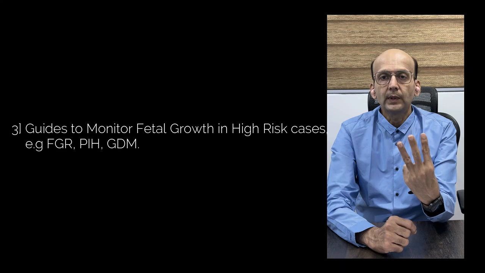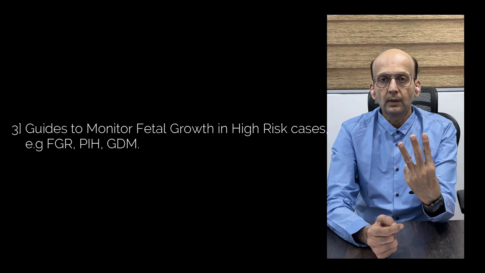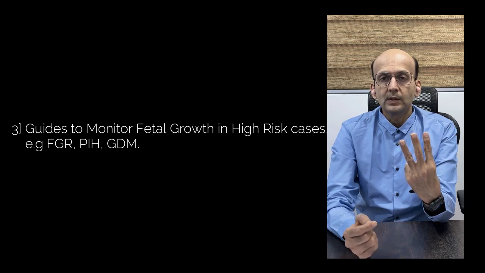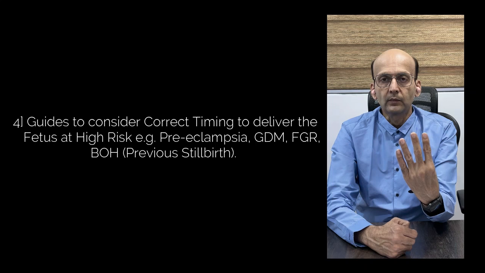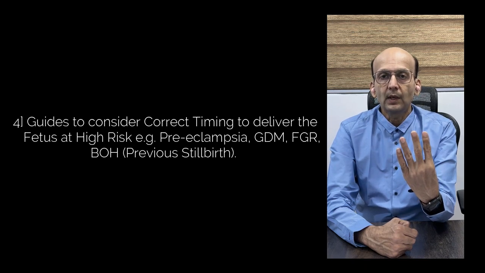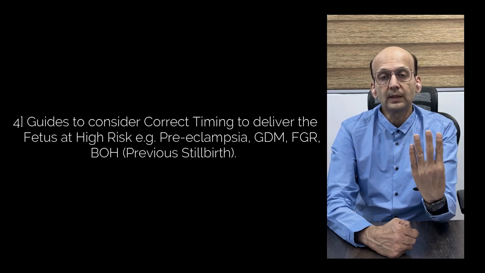Number three, to monitor the fetal growth in certain conditions like fetal growth restriction, pregnancy-induced hypertension, gestational diabetes mellitus. Number four, correct timing of the delivery of the baby. In high-risk cases especially, it is very important. Namely, high-risk pregnancy like preeclampsia, gestational diabetes mellitus, fetal growth restriction, bad obstetric history in the form of previous pregnancy stillbirth.